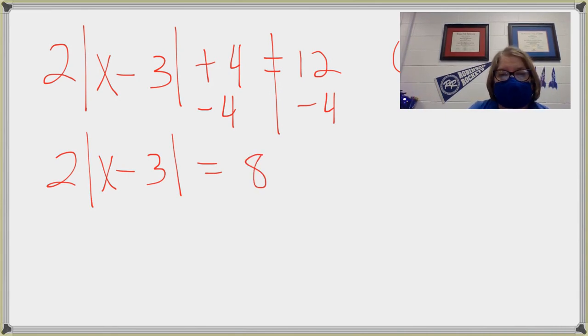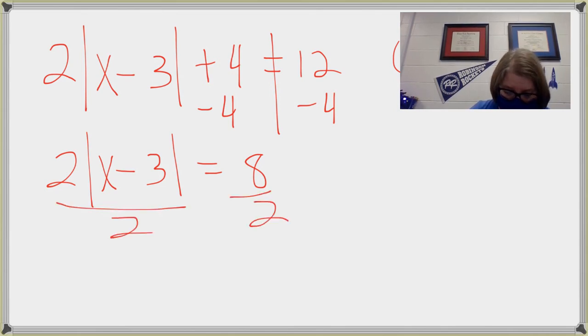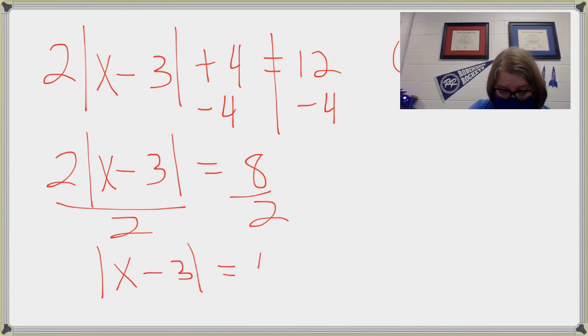You see another number there that's on the same side of the equals with the absolute value, but it's not inside the absolute value? It's a times 2. How do we get rid of times 2? By dividing by 2. That leaves me with the absolute value of x minus 3 equals 4.